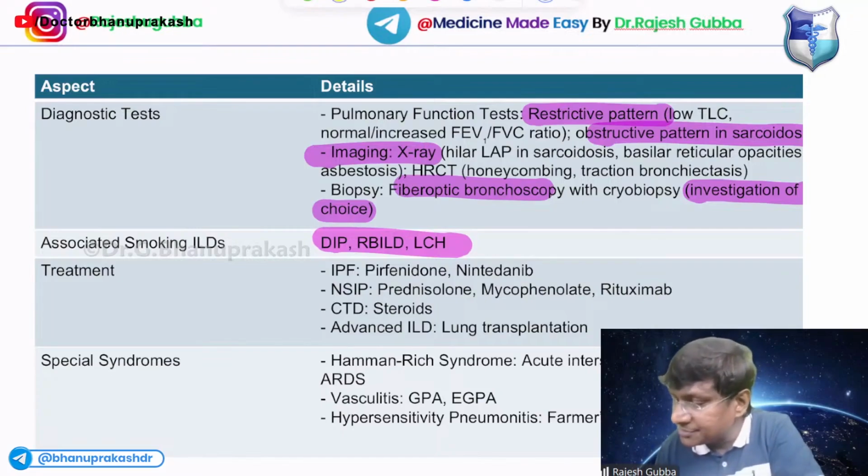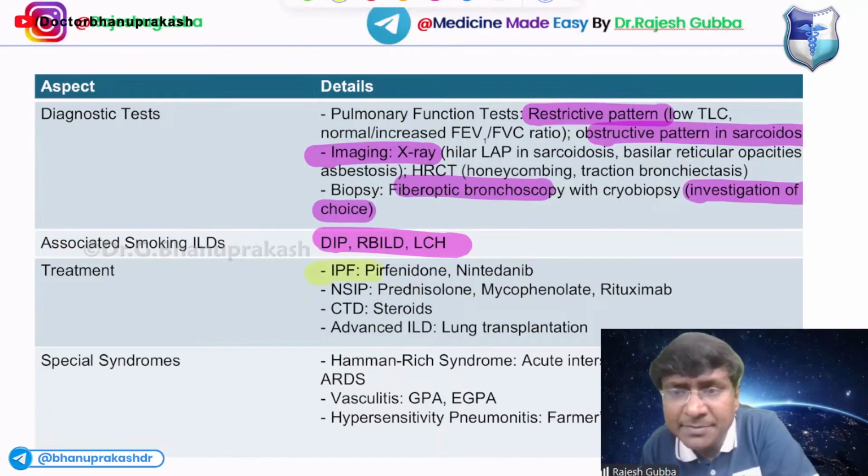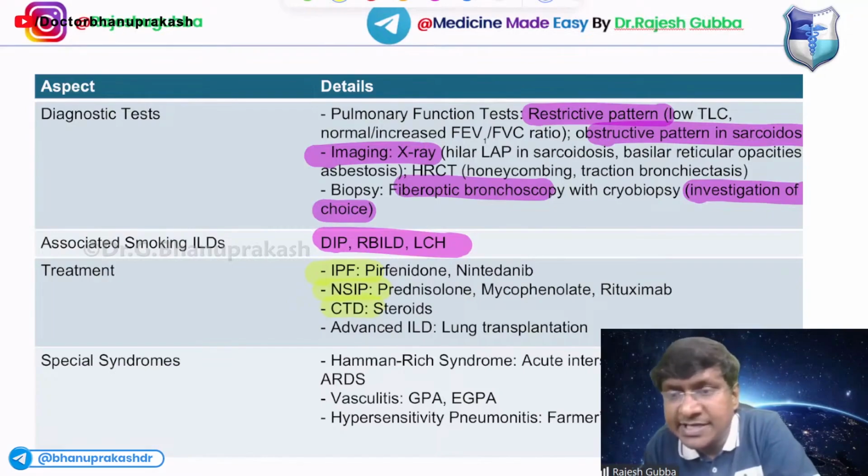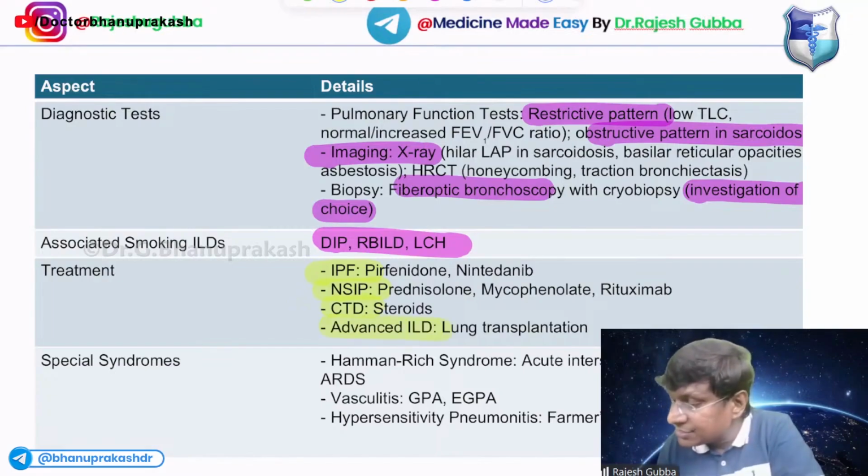Then how do you treat these patients? For idiopathic pulmonary fibrosis, the drugs that we give are pirfenidone as well as nintedanib. For non-specific interstitial pneumonia, the drugs are prednisolone, mycophenolate, and rituximab. Connective tissue disorders like rheumatoid arthritis, SLE, and scleroderma causing ILD, you need to give steroids. And in advanced stages of interstitial lung disease, the only option for treatment is lung transplantation, right?